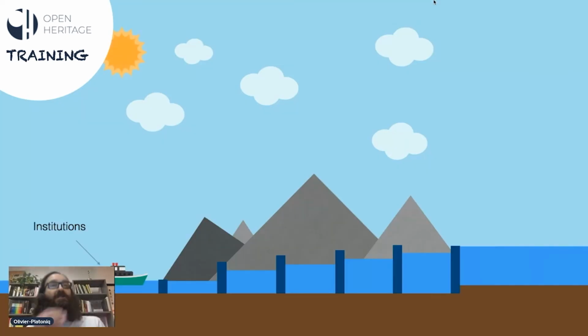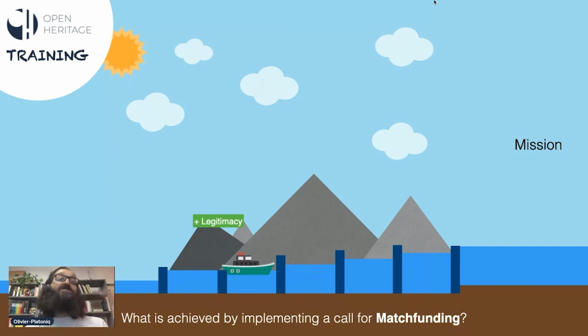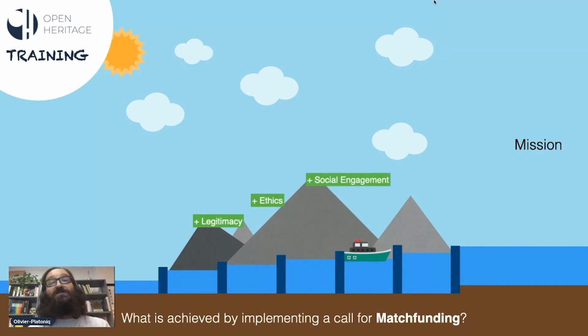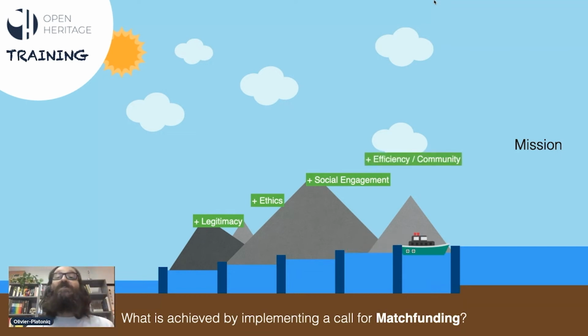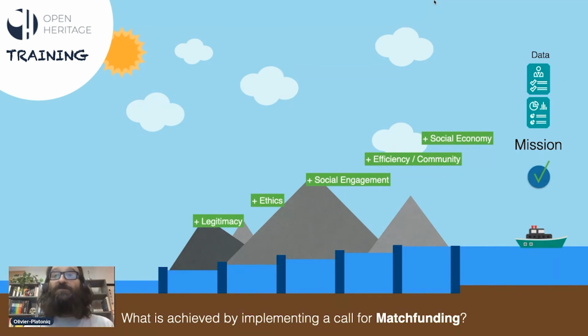Okay, so talking about the impact of these match funding schemes, we have been building this little animation. If a board would be in a private entity or an institution, and on the right side they need to cross all these different steps to get to their mission, basically, what would be achieved by implementing a call for match funding? For these institutions, they get more legitimacy, right? Match funding is more ethical because it trusts the capacity of the crowd, the citizens, to identify where the social impact stands. It creates more social engagement. It's more efficient. It creates community, and it's more aligned with the social economy principles, which I think for a public body should always be a default feature, right? And of course, what a digital platform such as Goteo brings is data to measure all these steps, based on real data, right?